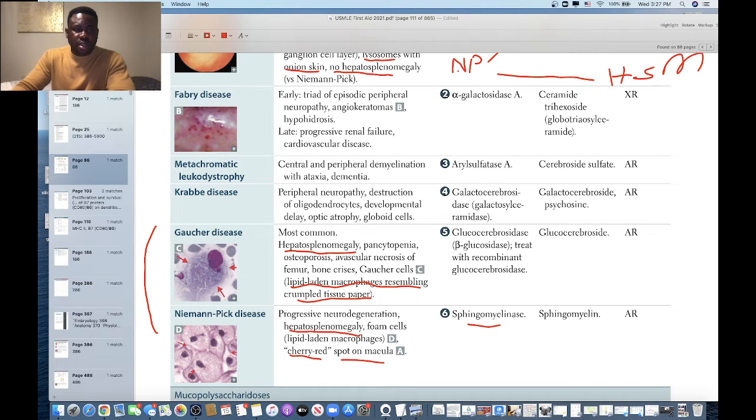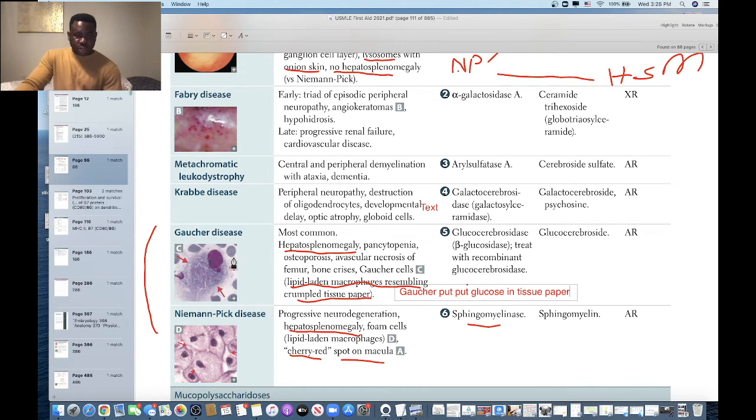Okay, so let me put the mnemonic here if you want to remember it. You want to differentiate Gaucher from Niemann-Pick, which is very crucial. So Gaucher puts glucose in tissue paper. This is how I remember it. Gaucher puts glucose in the tissue paper.